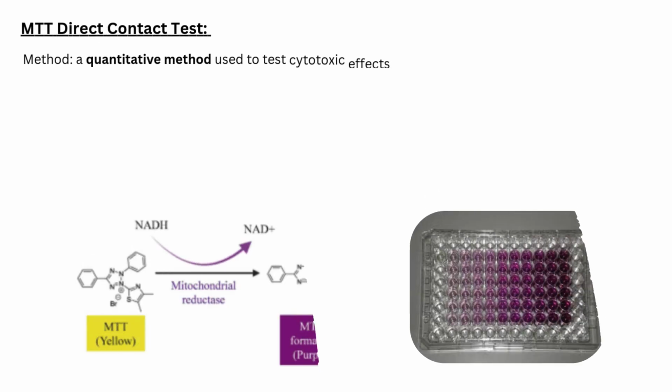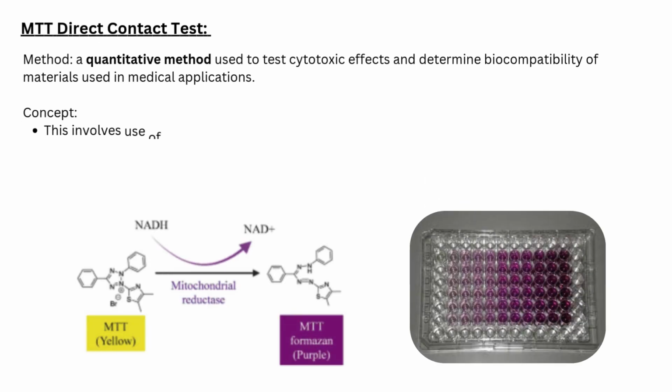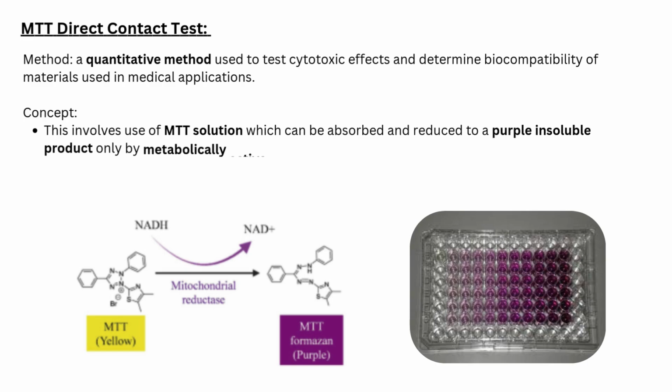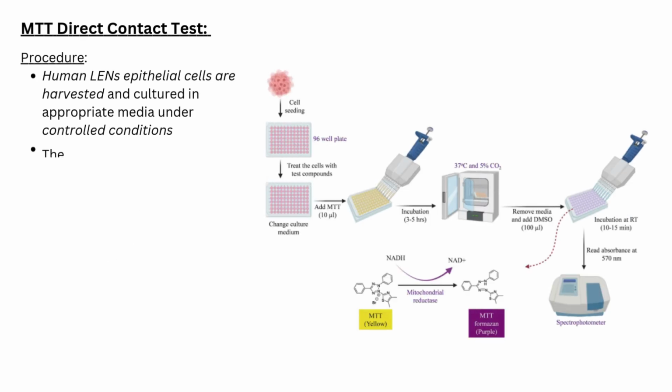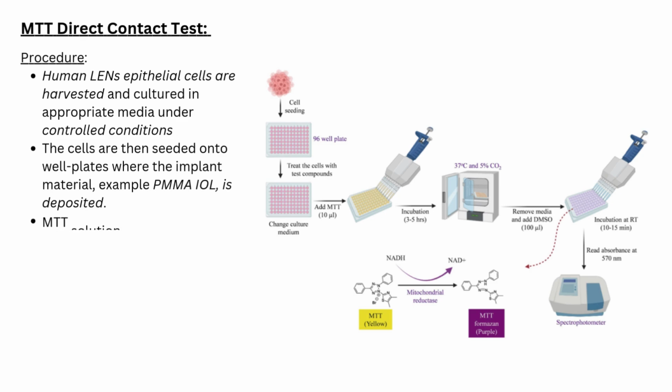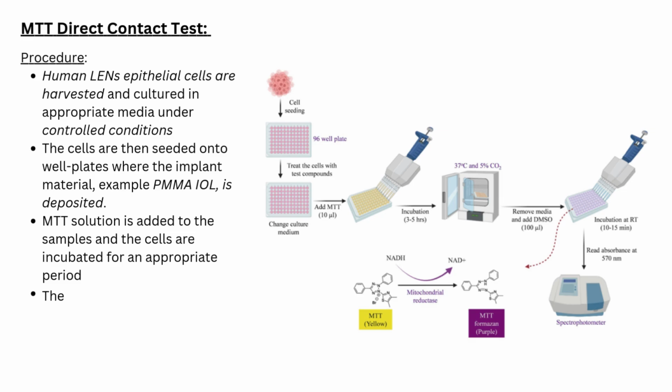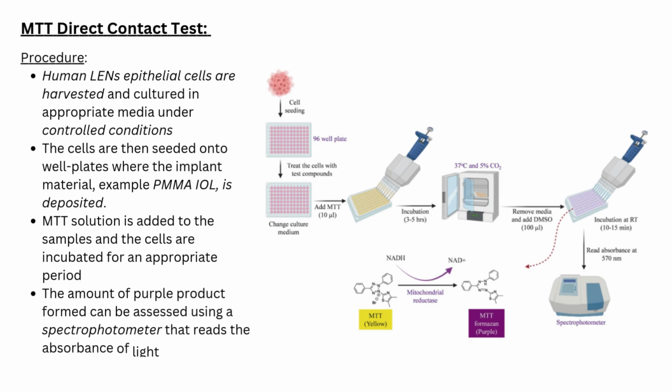This involves use of MTT solution, which can be adsorbed and reduced to a purple insoluble product only by metabolically active cells. The formation of this purple product is hence directly proportional to the number of viable cells. For the procedure, human lens epithelial cells are harvested and cultured in appropriate media under controlled conditions. The cells are then seeded onto well plates where the implant material, for example PMMA, is deposited. MTT solution is added to the samples and the cells are incubated for an appropriate period. The amount of purple product formed can be assessed using a spectrometer that reads the absorbance of light through the samples.